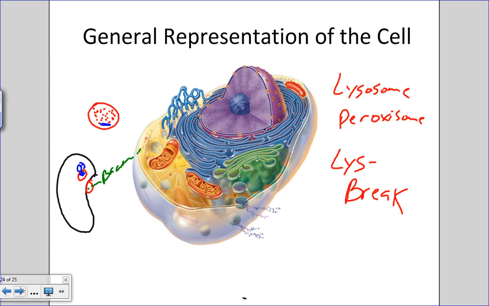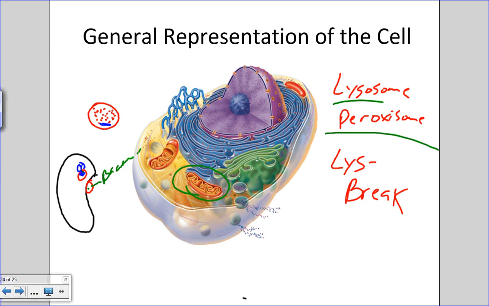Okay, so we have to get rid of the bad part, all the bad fragments and the useless part, before we can actually build a new one and replace it. All right, and that's what lysosomes are going to do, is they're going to break down that old worn out organelle as well.